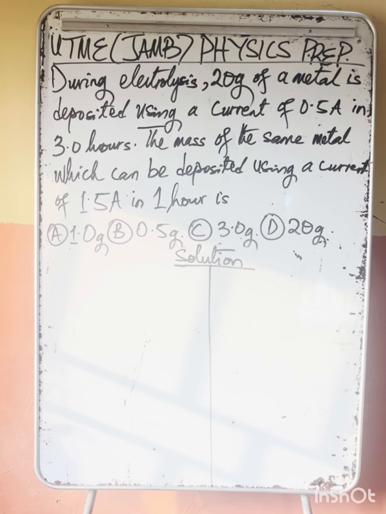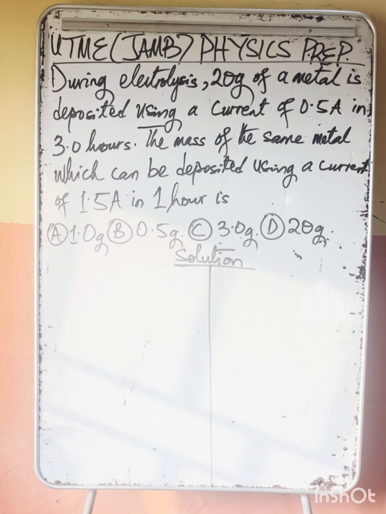Hello everyone, we have an interesting question that borders on Faraday's first law of electrolysis, and it goes as follows. During electrolysis, 20 grams of a metal is deposited using a current of 0.5 ampere in 3.0 hours. The mass of the same metal which can be deposited using a current of 1.5 amperes in 1 hour is: A, 1.0 gram, B, 0.5 grams, C, 3.0 grams, and D, 20 grams.